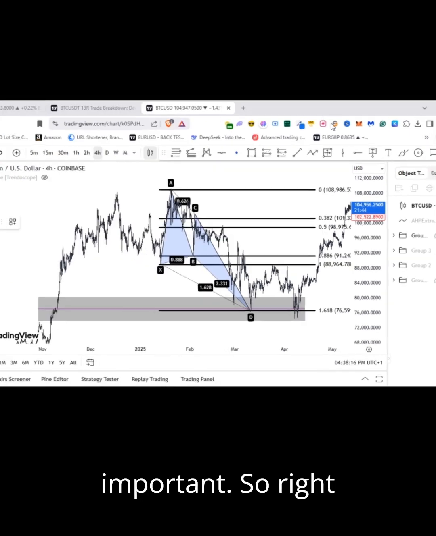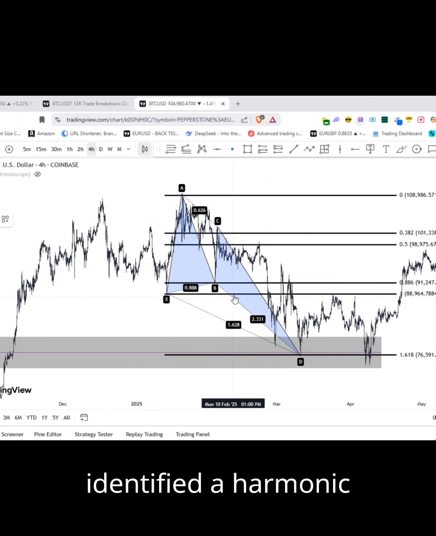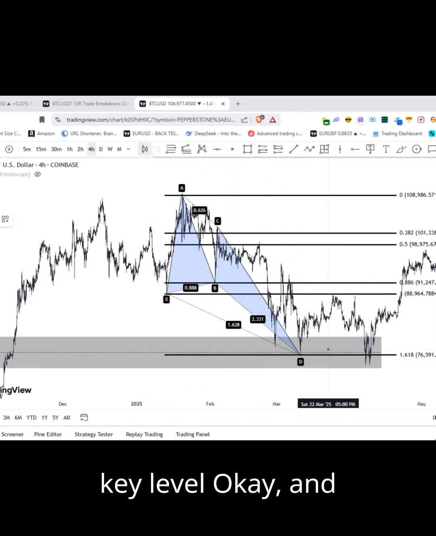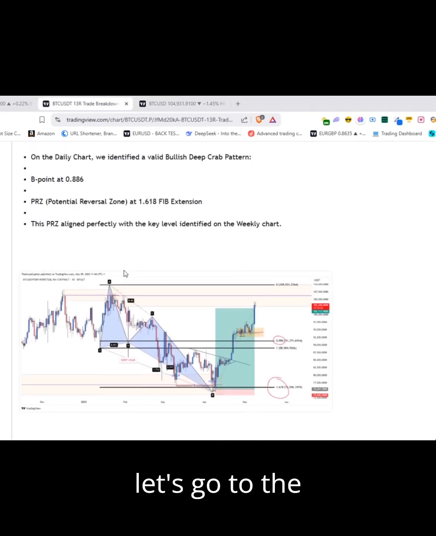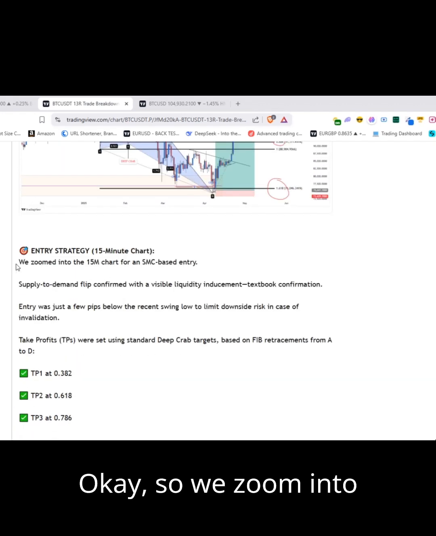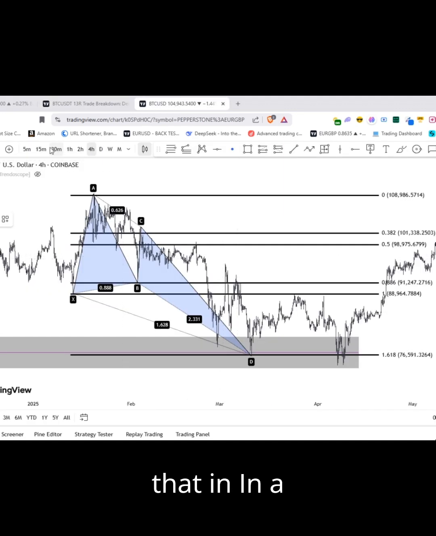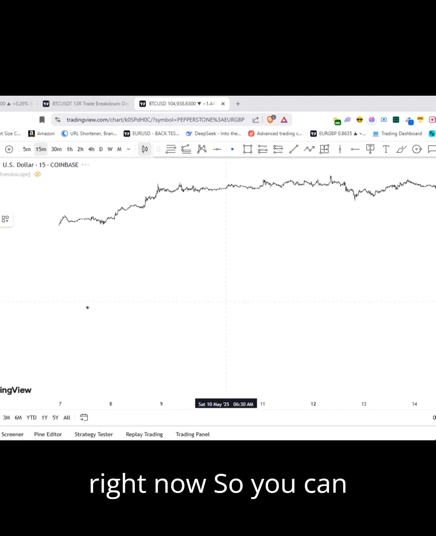Very important. So right now we have identified a harmonic pattern that is in alignment with that key level, and the pattern has completed, right? So let's go to the analysis. Entry strategy, 15 minute chart. We zoom into the 15 minute chart for a smart money concept based entry. So we waited for the supply to demand flip entry model for us to take the trade. Let me show you guys that in a second. So let's go to the 15 minute time frame right now.